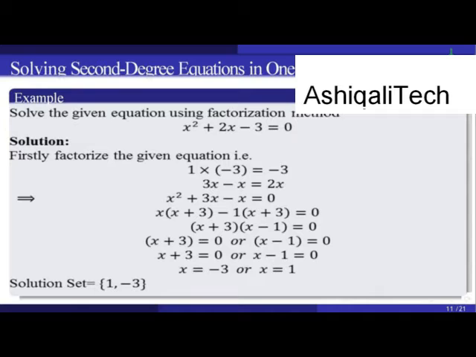So if we take x common from the first two terms, we get x(x + 3), and if we take −1 from the last two terms, we get −1(x + 3) = 0. So we get (x + 3)(x − 1) = 0. Now the product is 0, therefore x + 3 = 0 or x − 1 = 0. So now solving both the parts separately, it gives x = −3 or x = 1. So we can see that the solution set consists of x = 1 and x = −3.